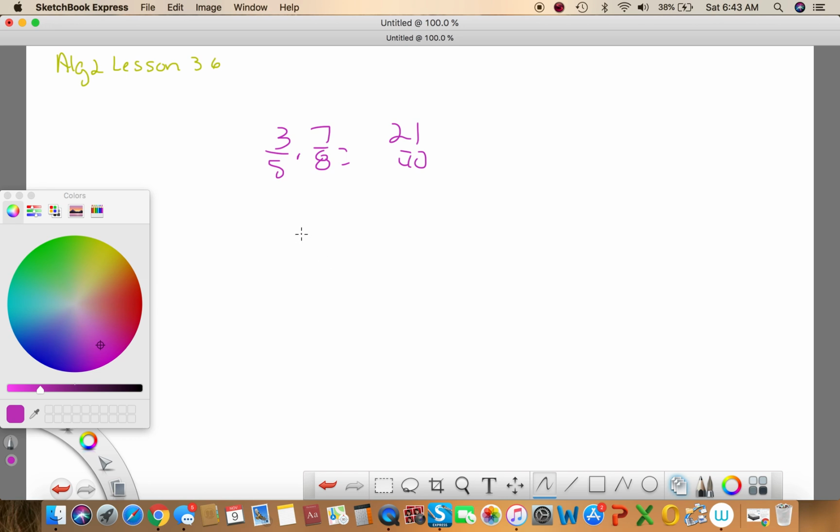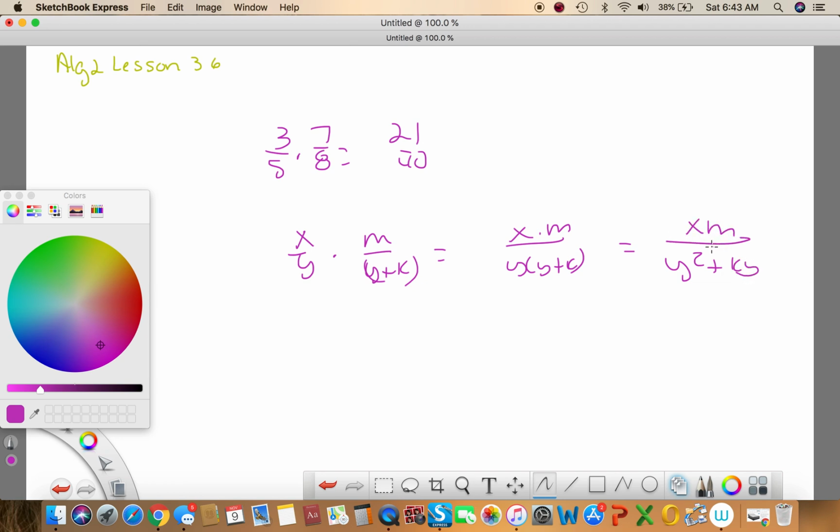So likewise, for the product of rational expressions, x over y times m over y plus k, it's just x times m over y times y plus k. And I can distribute or not. If I want to, I get y squared plus ky under xm, or mx, however you want to write that. All right, so we're going to use these to go backwards to simplify.